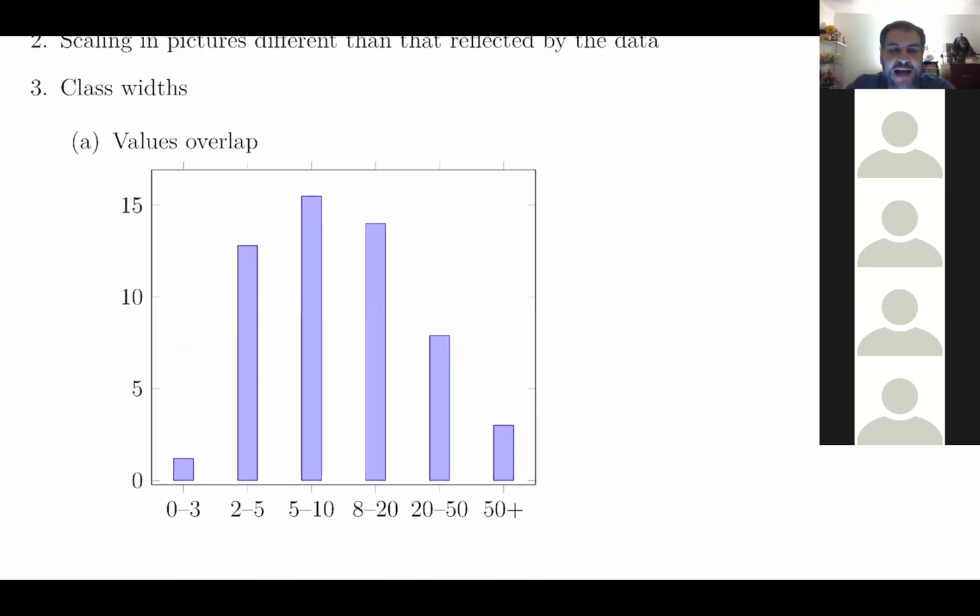So let's go to class width. If you notice for this class width, I put value overlap. If you remember when we were doing the histogram, we always make sure that each number corresponds to one single row. So if we had like 34 to, what was that? 34 to 45.